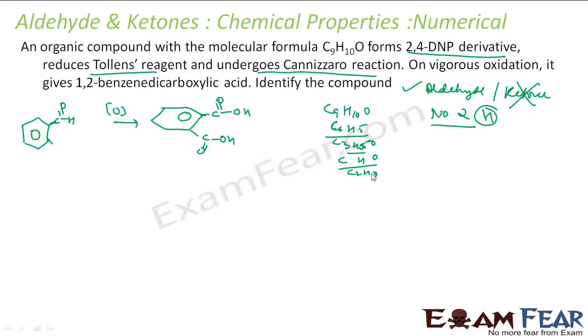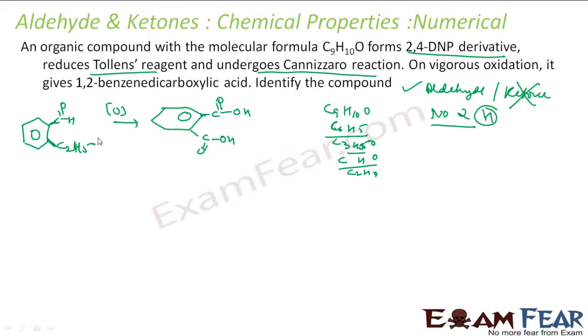C2H4 you get, right? C5H10, C6H5, C2H4. If you add one C2H4 here, if you replace H with C2H5, then you get this compound. Why am I adding C2H5? Because there was the H here. I replaced H with C2H5.